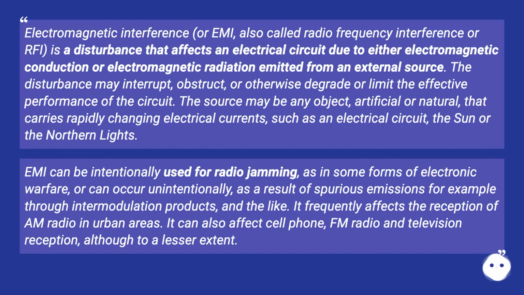EMI can be intentionally used for radio jamming, as in some forms of electronic warfare, or can occur unintentionally, as a result of spurious emissions, for example through intermodulation products, and the like. It frequently affects the reception of AM radio in urban areas. It can also affect cell phone, FM radio, and television reception, although to a lesser extent.